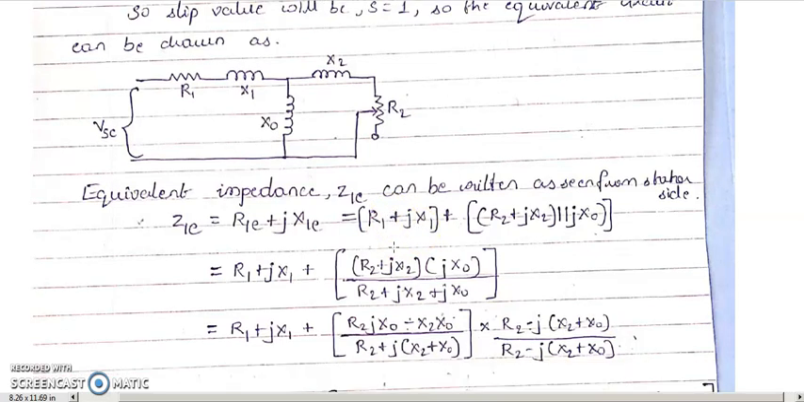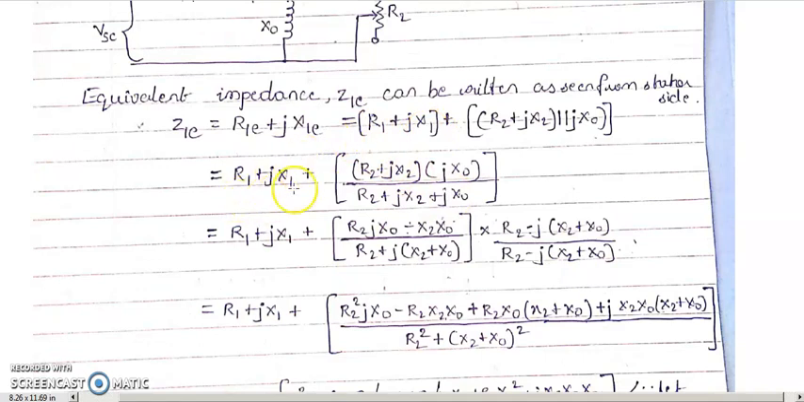Rm plus jXm. This whole thing, whatever resistance and reactance are there, is called the equivalent impedance when referred to primary, that is stator. That's why it is called Z1E. So Z1E is R1 plus jX1 plus, in bracket, R2 plus jX2 parallel with jX0. Now we shall solve this.